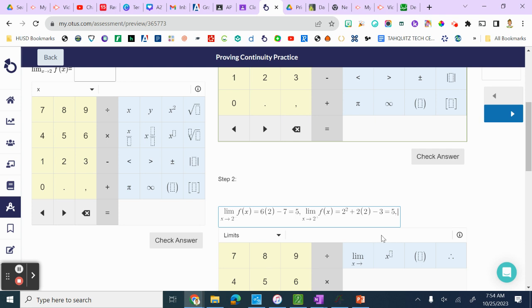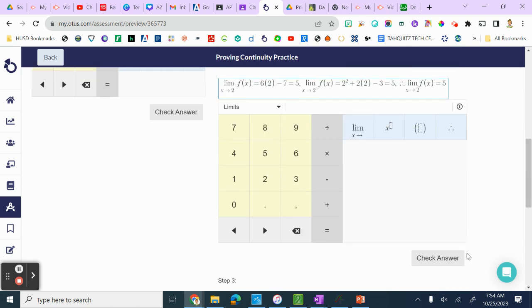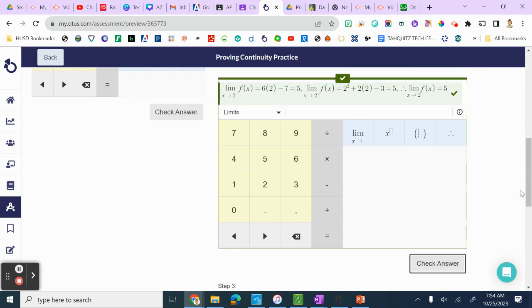What do I have to do? The conclusion, right? Because I've got the right, I've got the left. Did they match? Yep. So then I have to say the overall limit. So that's why the little therefore is there. So that should give you a hint that you're going to need to use it, right? Therefore, the limit as x approaches 2 of f of x equals 5. Hope I'm right. I'm checking my answer. There we go. Check answer. And we got it all in there the right way.